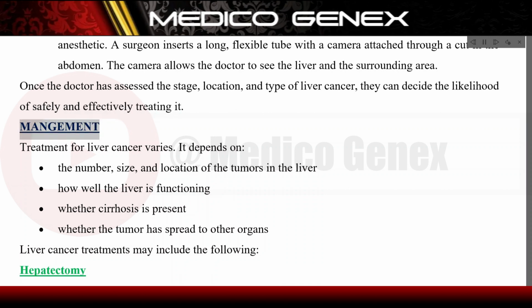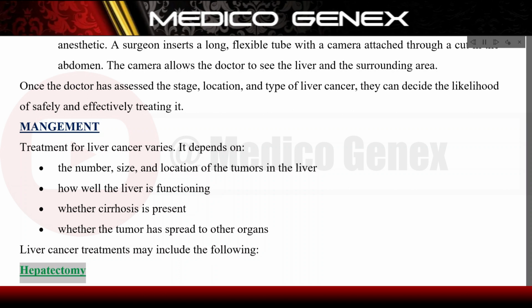Management. Treatment for liver cancer varies. It depends on the number, size, and location of the tumors in the liver, how well the liver is functioning, whether cirrhosis is present, and whether the tumor has spread to other organs. Liver cancer treatments may include the following.